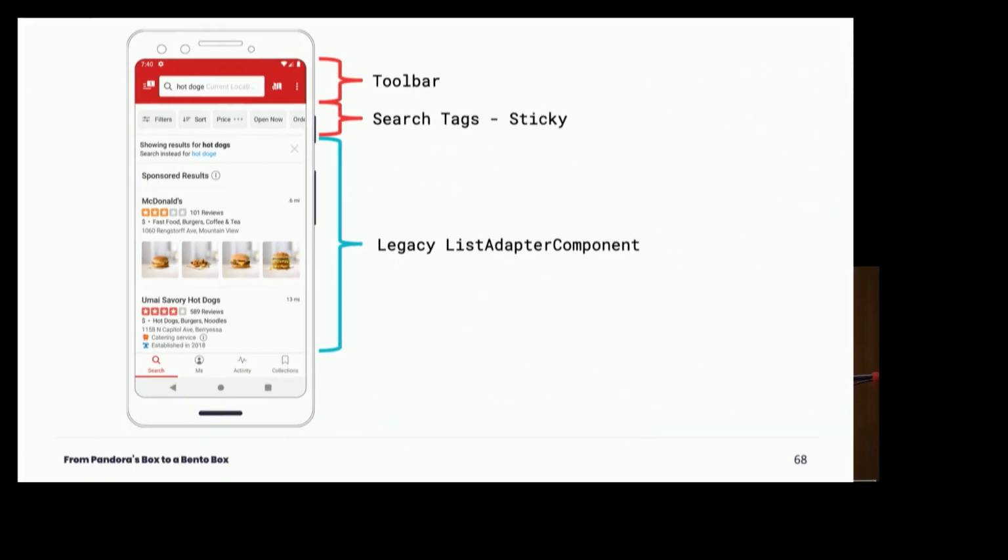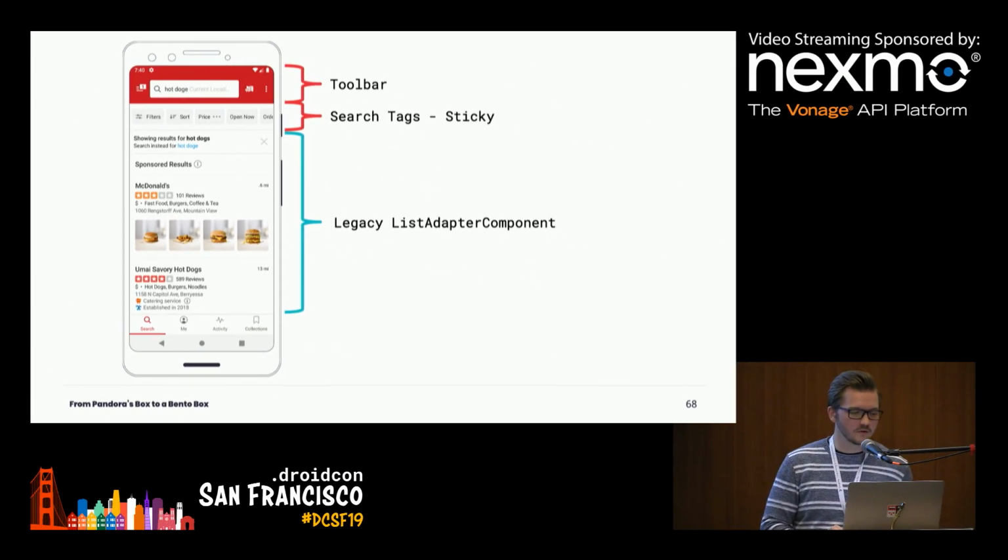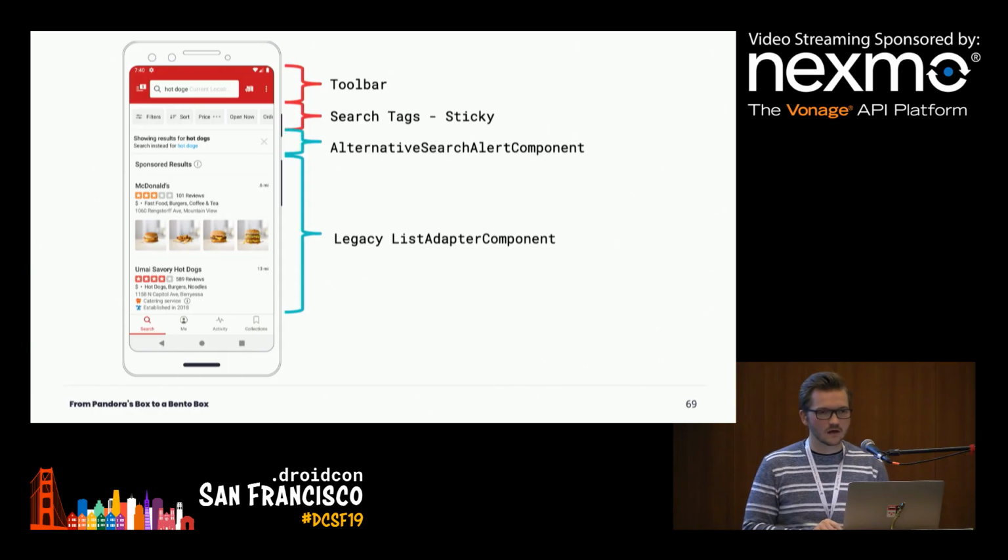Okay, so let's go back to our search page. Now we have a way of wrapping our legacy list view into a self-contained Bento component. So now what we want to do is start creating new Bento components that look exactly like the views that we already have in our legacy adapter. And we want to do this one by one, starting at the top or the bottom. But in this case, we'll start from the top.